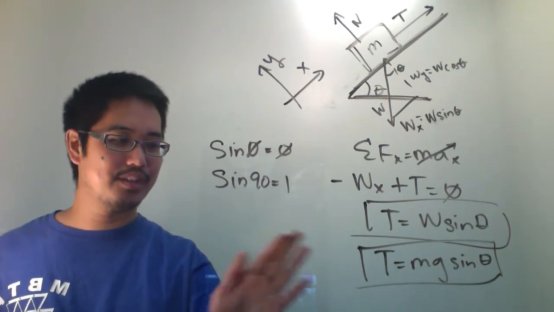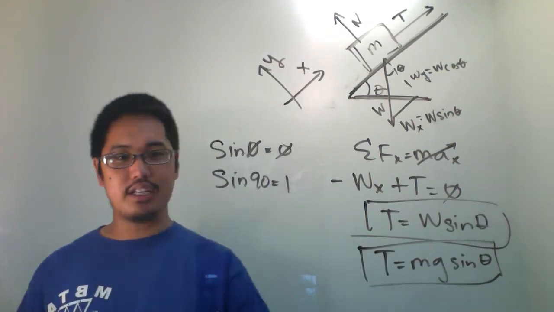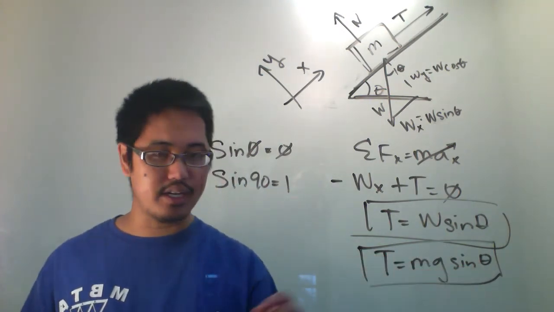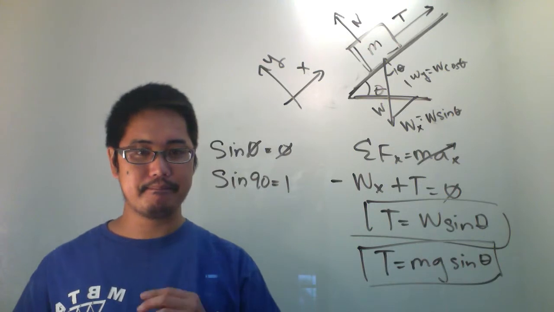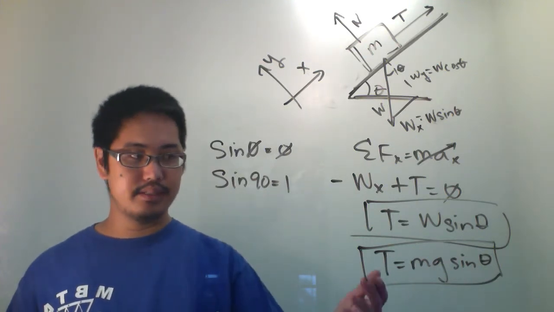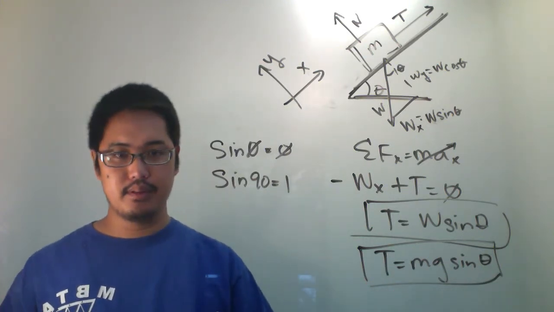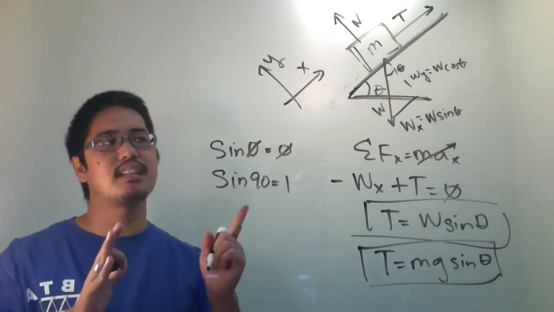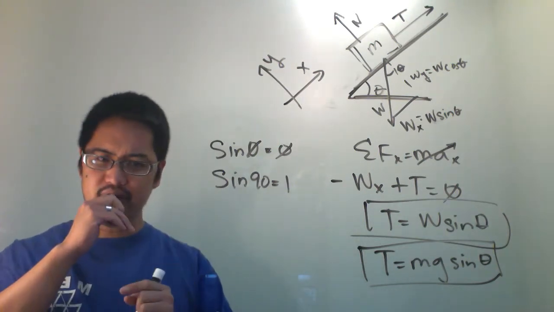All right. What about theta equals 90 degrees? If theta equals 90 degrees, what would happen to sine of 90? It would turn into 1, so tension would be equal to mass times gravity, or weight. Right? It would equal the weight, which also makes sense to me. Does that make sense to you?